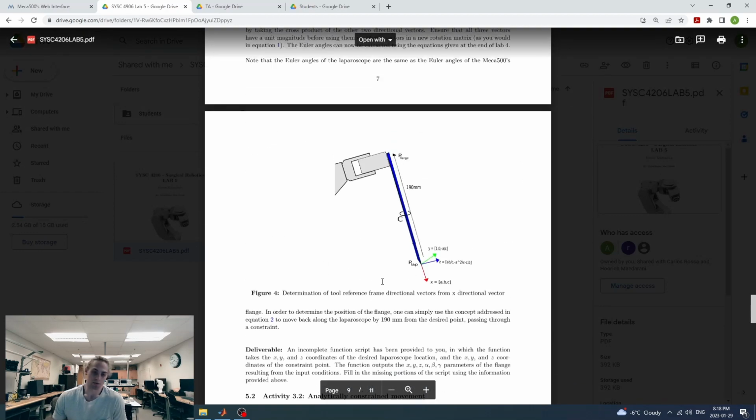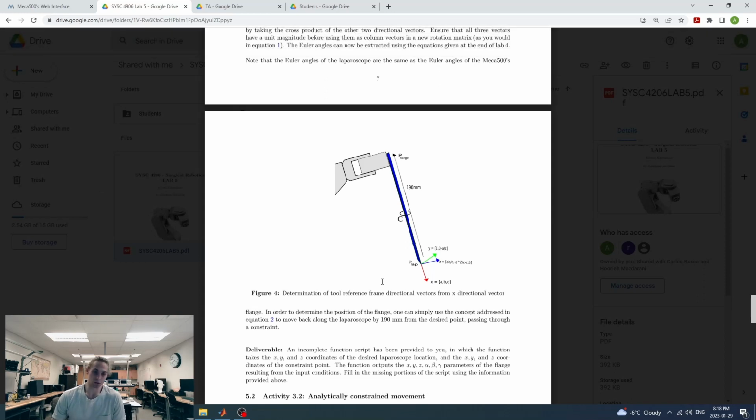And then since we have two perpendicular vectors, we'll normalize them both so that they're unit vectors, and then take the cross product to get the z vector, which will be pointing straight forward from the flange. And that's sort of an easy way to analytically determine what the Euler angles should be for the robot while it's operating underneath the constraint.